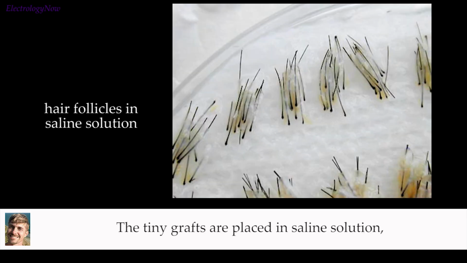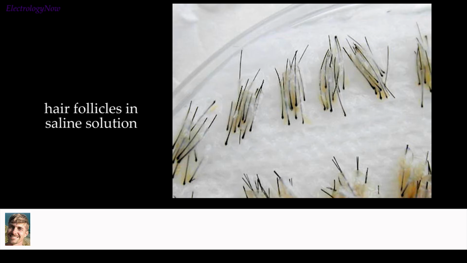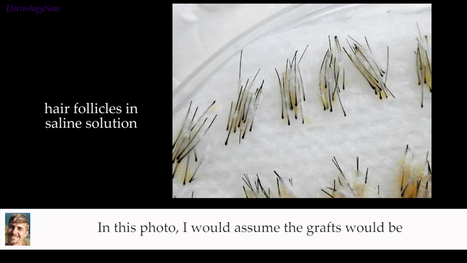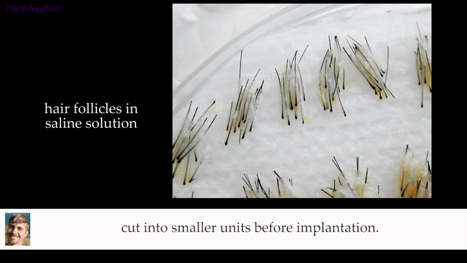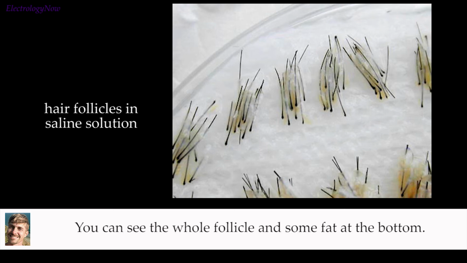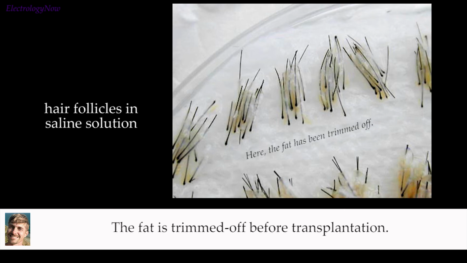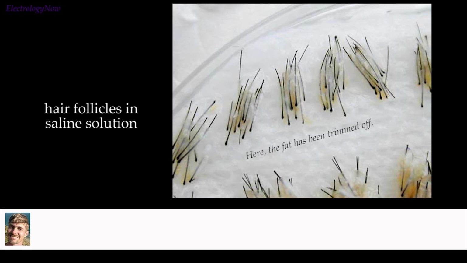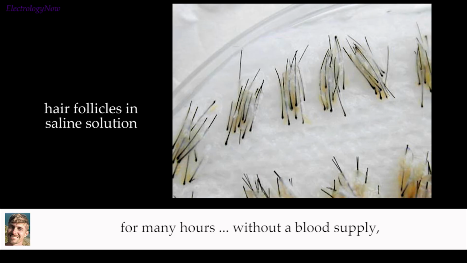The tiny grafts are placed in saline solution or sometimes stacked in a ball of follicles. In this photo, I would assume the grafts would be cut into smaller units before implantation. Please look closely at these follicles. Notice that there are no blood vessels and no blood supply. Don't need it. You can see the whole follicle and some fat at the bottom. The fat is trimmed off before transplantation. Amazingly, these grafts can stay alive for many hours without a blood supply, as long as they are kept wet and don't dehydrate.